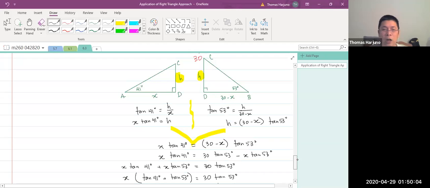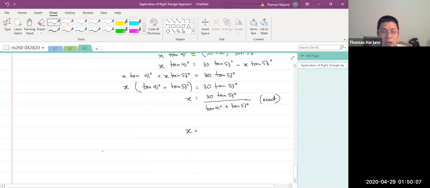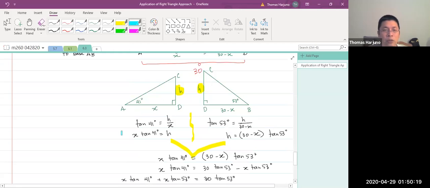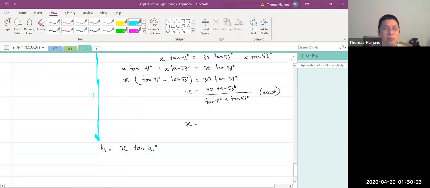But let me just go forward. Notice that once we get x, then the height will be x tangent 41 degrees. You can use either one of them, but I will use this one. So what is my x? My x is 30 tangent 53 degrees over tangent 41 degrees plus tangent 53 degrees, times tangent 41 degrees. Now let me ask you to compute the x and then the H.